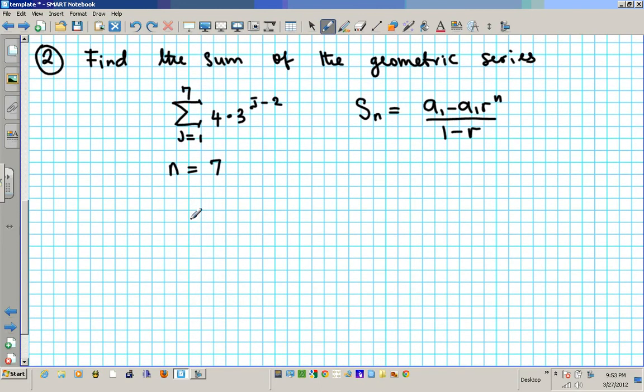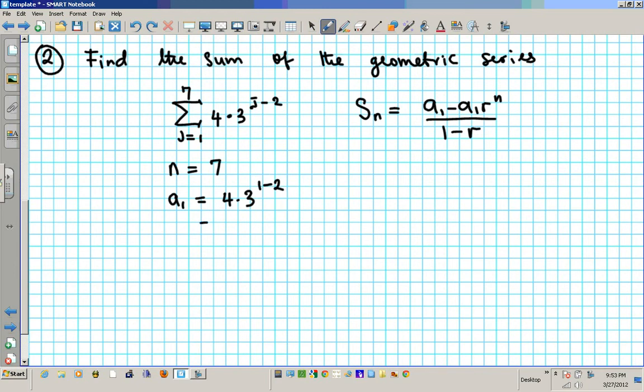a1 is the first term, right? To get a1, we take the lower limit of our sum and plug it into j, the variable right there. Alright, so let's do it. a1 is going to be 4 times 3 to the j minus 2, where j is 1, so it's 1 minus 2.